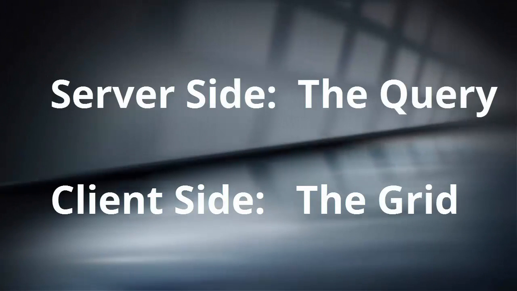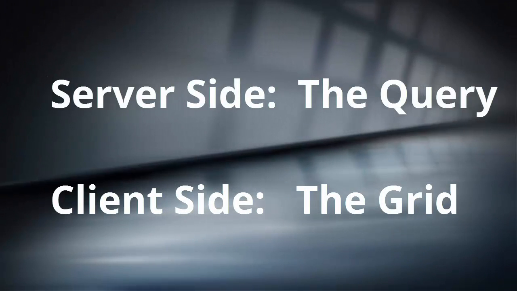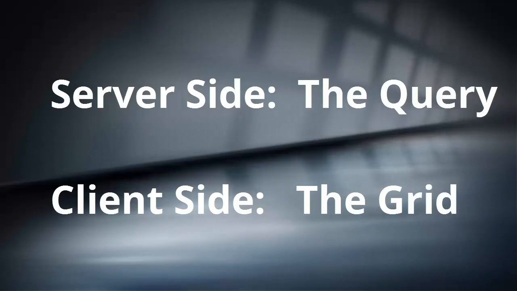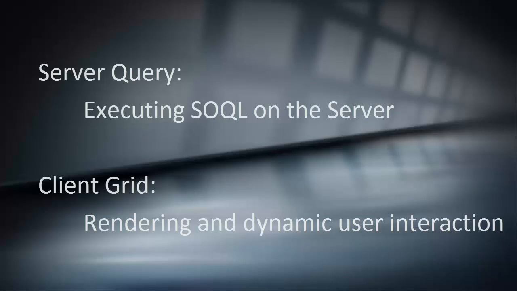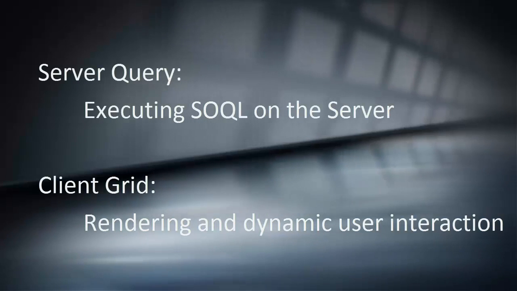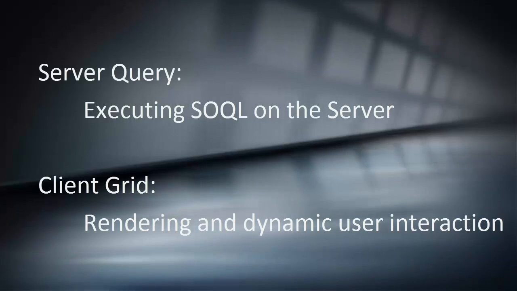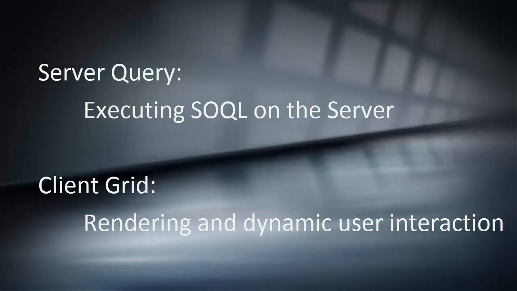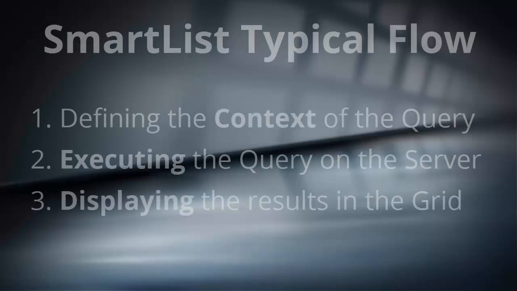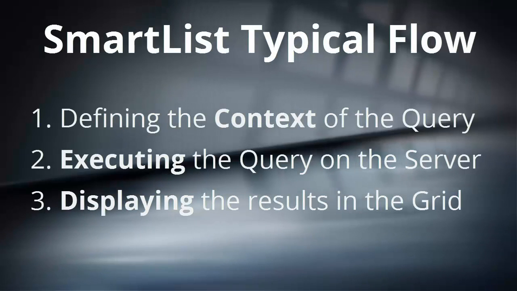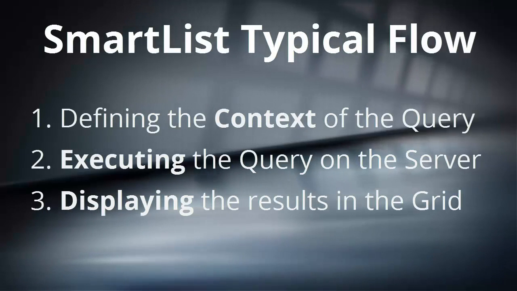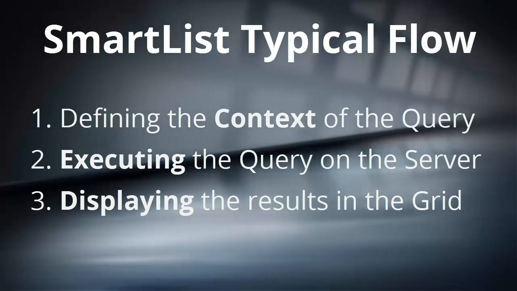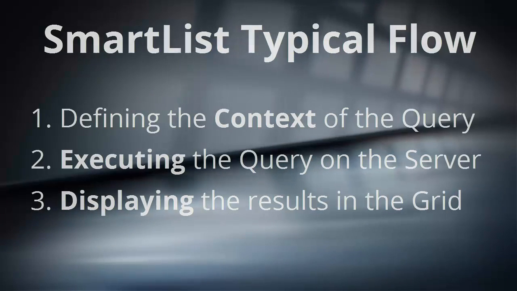SmartLists are composed of two main components: the server side, which we like to call the query, and the client side we call the grid. The server side is responsible for actually running the Salesforce SOQL query, while the grid client side is responsible for the rendering and the dynamic user interaction. Working with the SmartLists consists of three steps: defining the context of the query, executing the query on the server, and displaying the results in the grid.